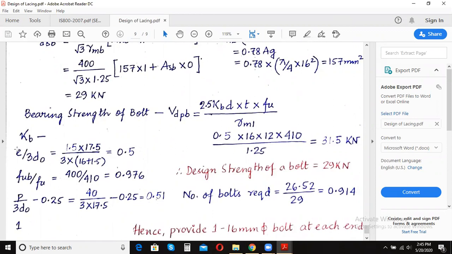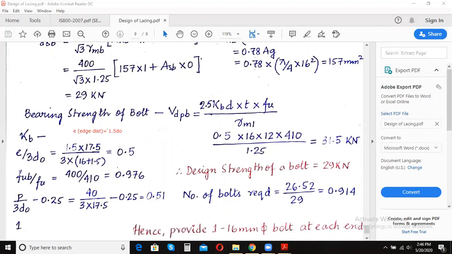What is E? E is the edge distance or the end distance, which is taken as 1.5 times the hole diameter, d0. So how much is your hole diameter? I have taken here the hole dia as 17.5, but you can also take it as 18, no problem. So the edge distance is 1.5 into 17.5, divided by 3 into d0, where d0 is nothing but the hole dia, again 17.5. So it is coming out to be 0.5.